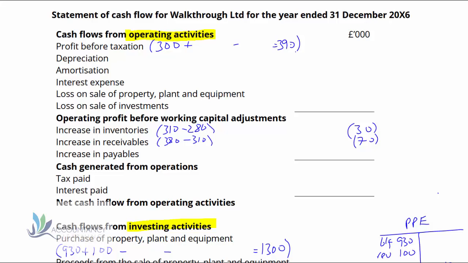So what we need to work out is, what is the profit before tax? We've got a missing number. What is this profit before tax figure? We don't know that yet, so we'll have to come to that a little bit later.